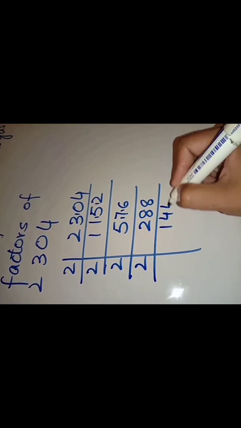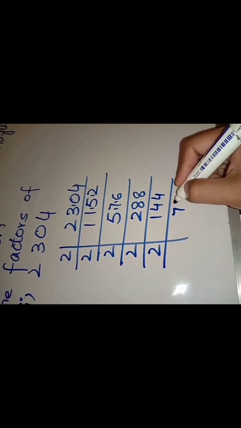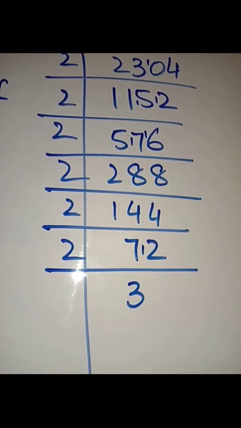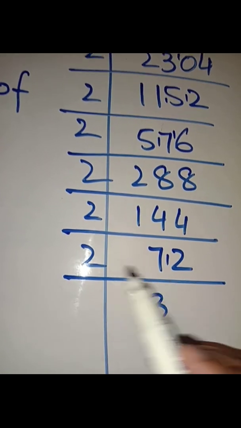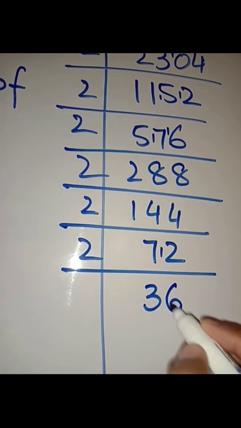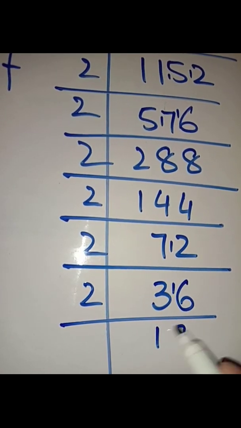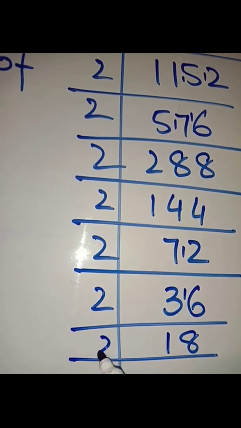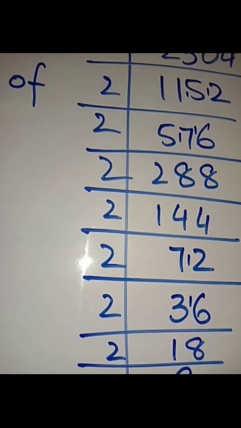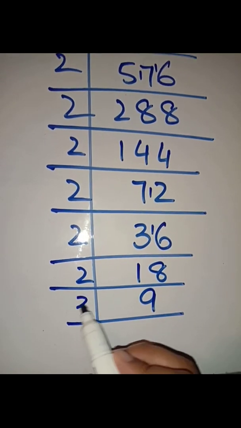2 4s are 8. 2 4s are 8. 2 7s are 14. 2 2s are 4. 2 7s are 14. 2 2s are 4. 2 3s are 6. 1 remainder. 2 6s are 12. 2 1s are 2. 1 remainder. 2 8s are 16. 2 9s are 18. 9 is not divisible by 2, so we will go with 3.